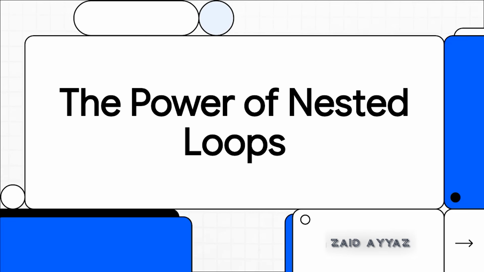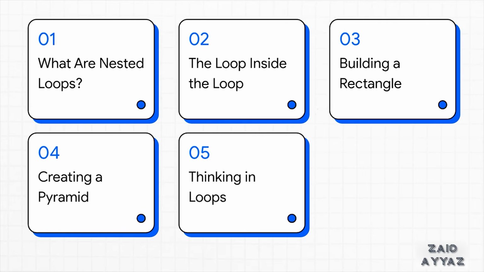Have you ever looked at some complex pattern in a program and just wondered, how did they do that with code? Well, a lot of the time, the secret is something surprisingly simple but incredibly powerful: the nested loop. So let's jump right in and demystify how putting a loop inside another loop can unlock a whole new world of creative coding. So here's our game plan.